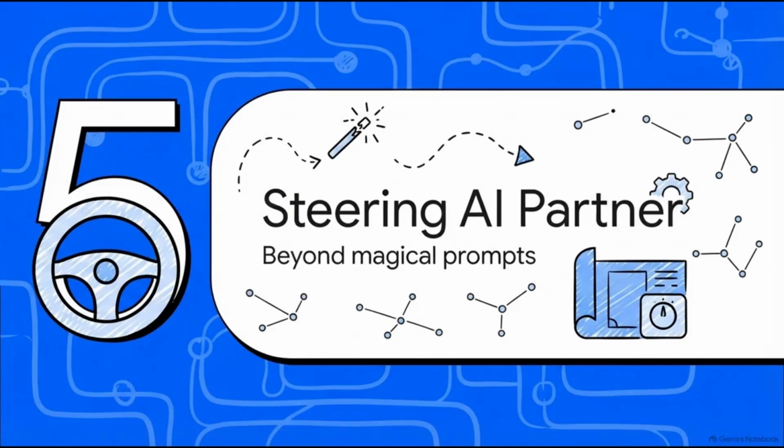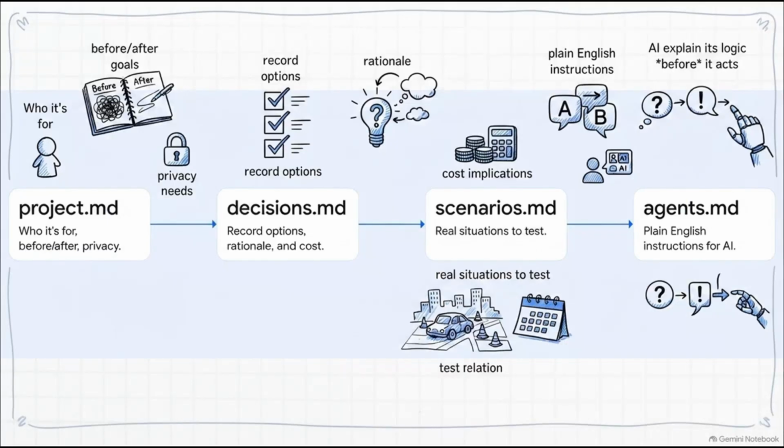Moving to Section 5, Steering Your AI Partner. Moving past the one magical prompt. Honestly, this right here might be the absolute most crucial strategy in this entire explainer. We've got to ditch this myth of the one magical prompt. Instead, you need to systematically steer your AI using durable context. Our source recommends creating a highly specific 4-file framework in your project folder.